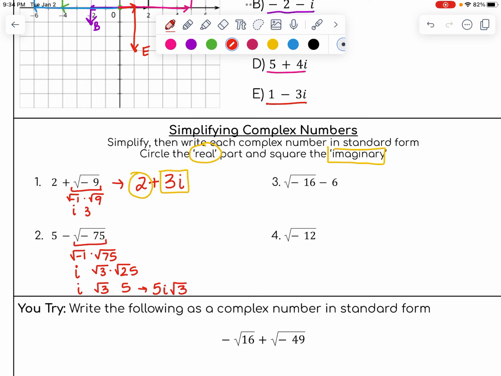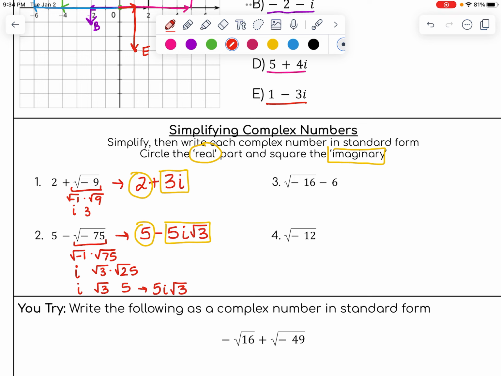Now we need to put that back into the complex number. So this would become 5 minus 5i times the square root of 3. In this number here, 5 represents the real, and 5i radical 3 altogether is the imaginary piece.